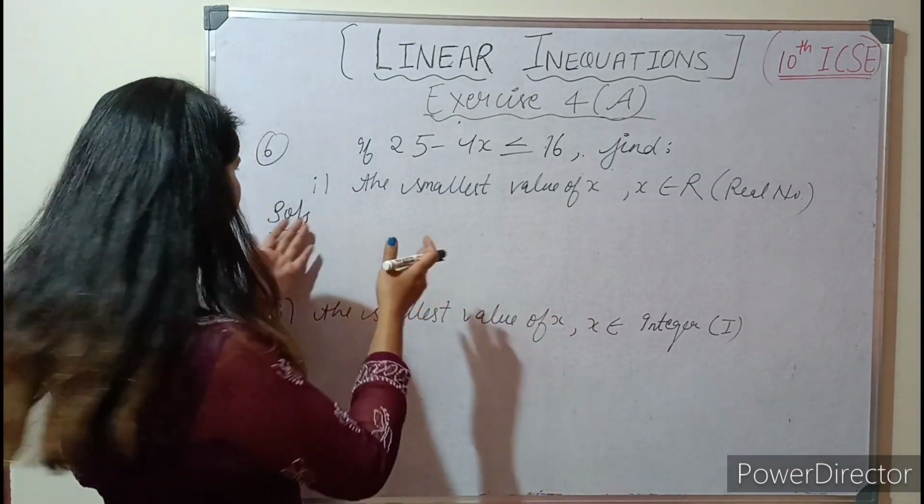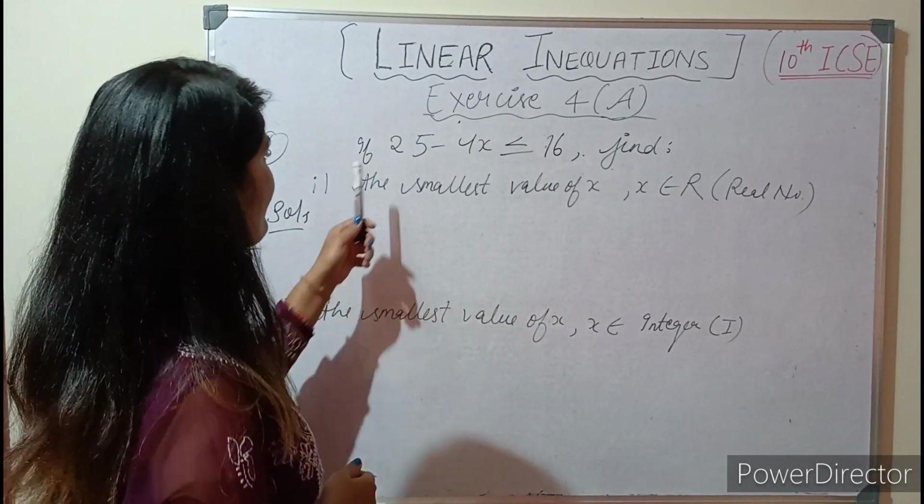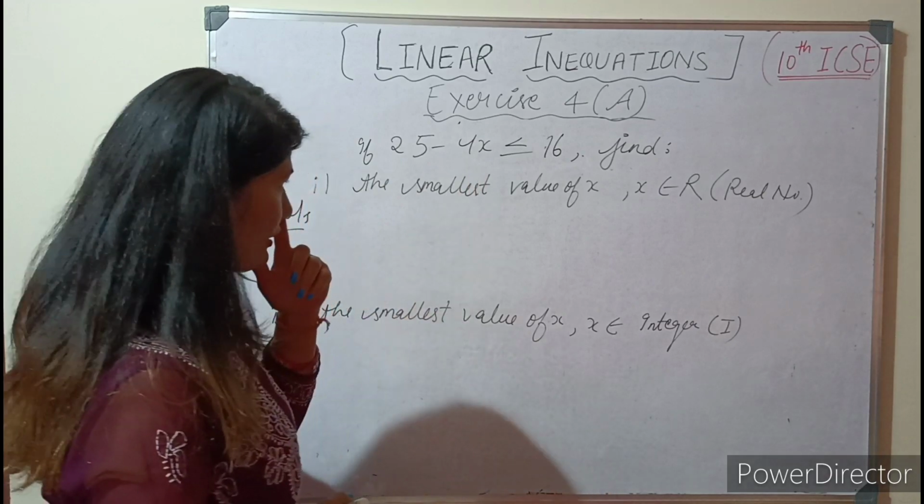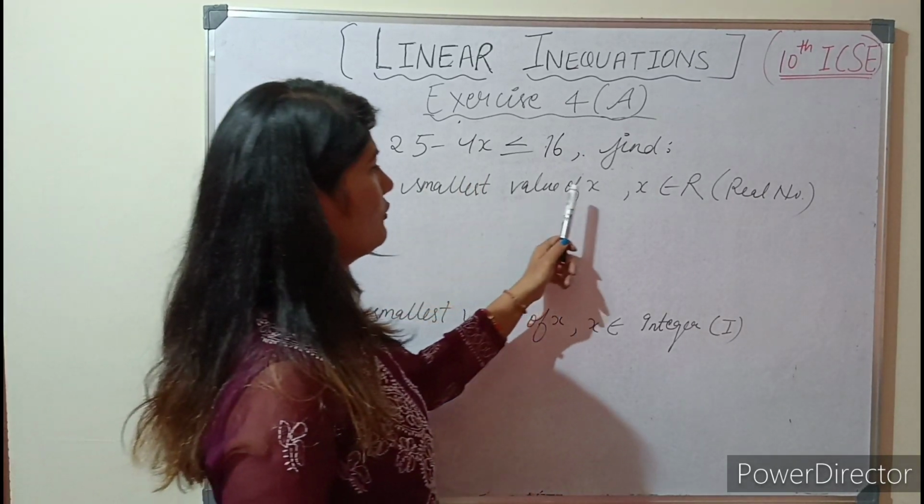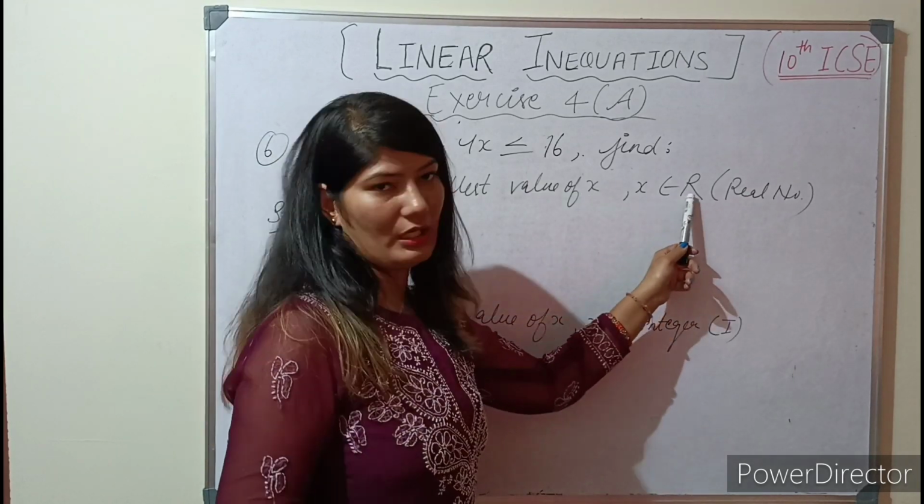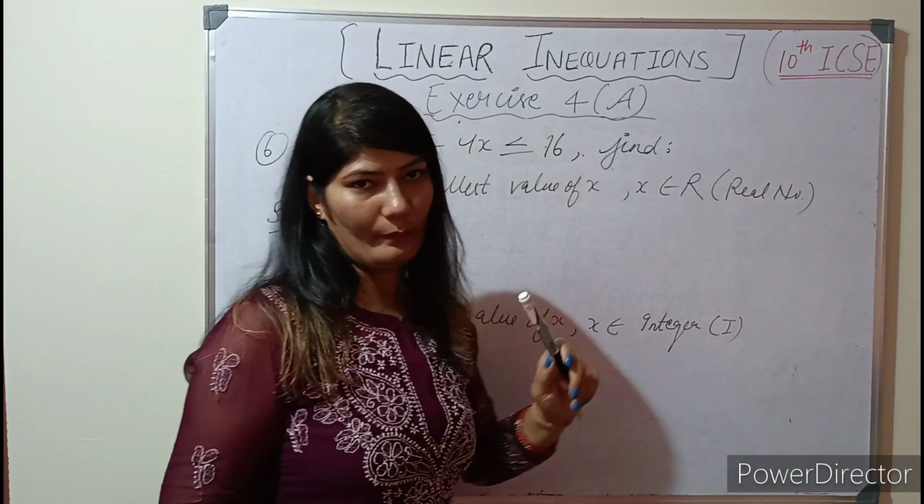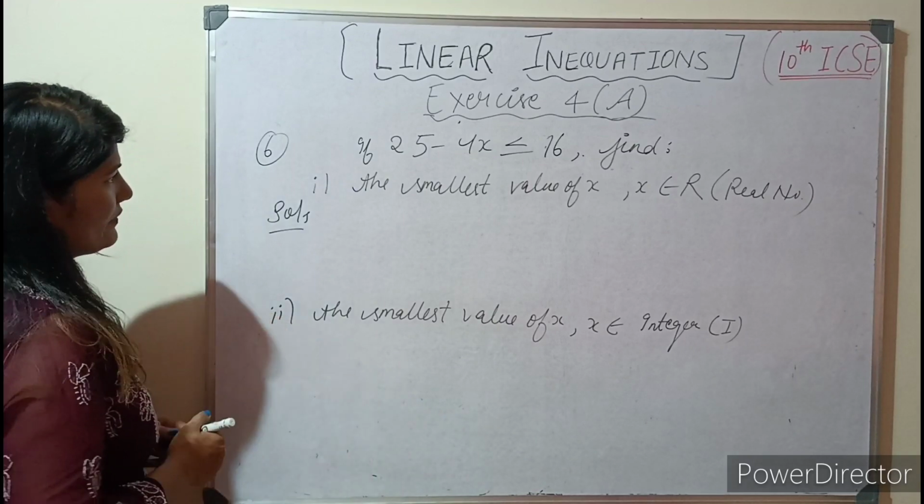Now moving to question number 6. If 25 minus 4x is smaller than or equals to 16, find the first part, the smallest value of x, where x belongs to R. So here R means real numbers. So let's start solving the first part.